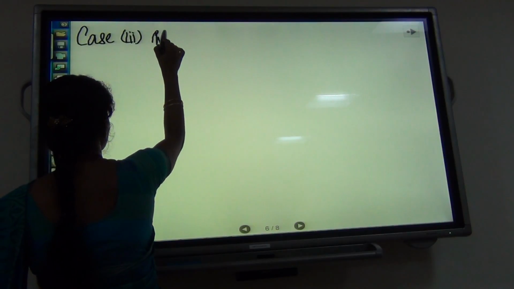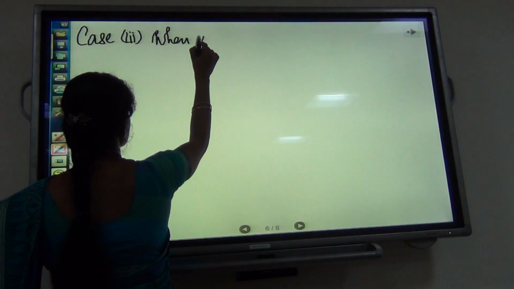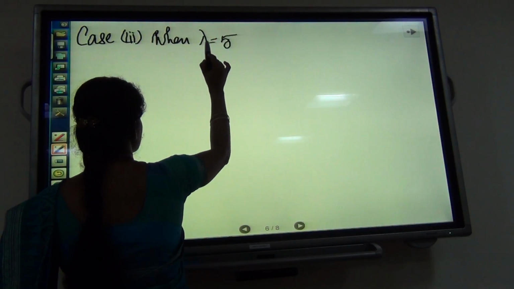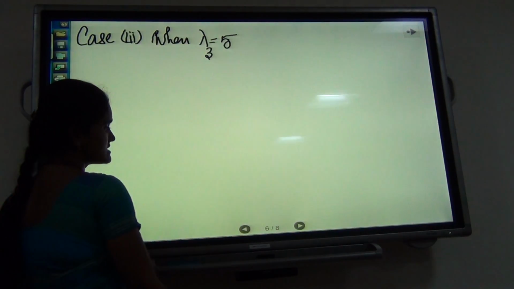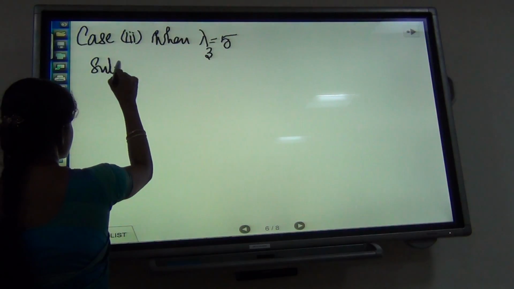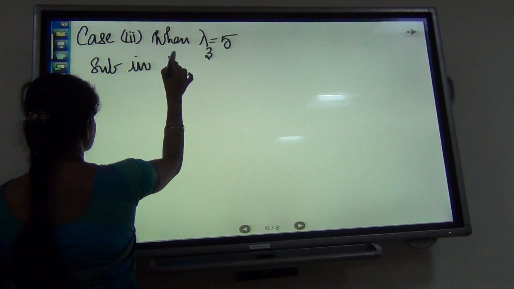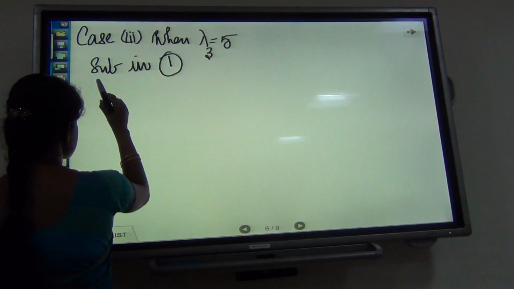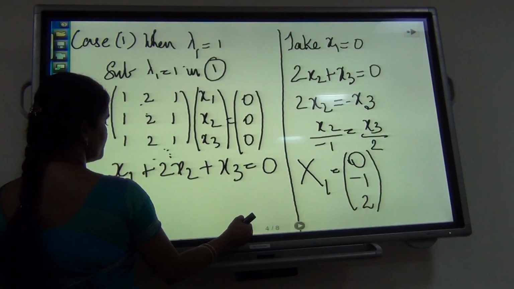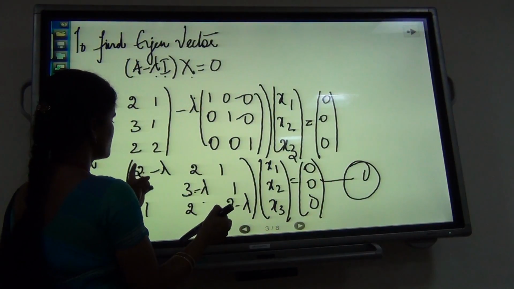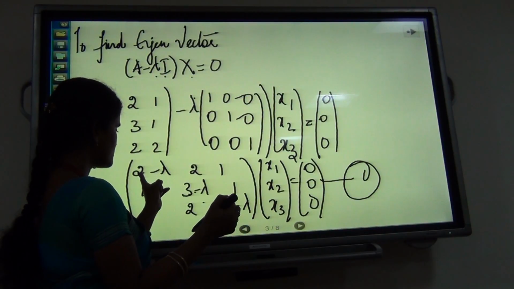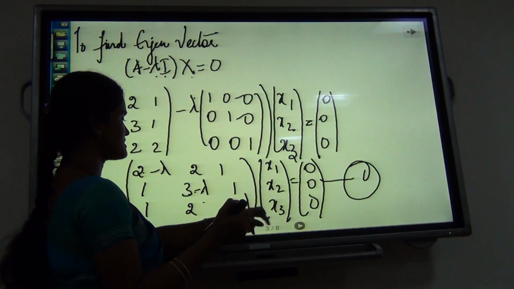Here, what is the third eigenvalue? It is lambda equal to 5. So we name it as lambda 3 is equal to 5. So as we substitute in the first equation, what is the first equation? It was 2 minus lambda, 2, 1, 1, 3 minus lambda. So it will be 2 minus 5, 3 minus 5, 2 minus 5.